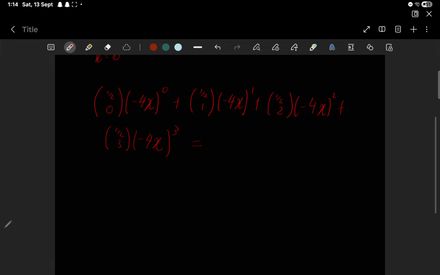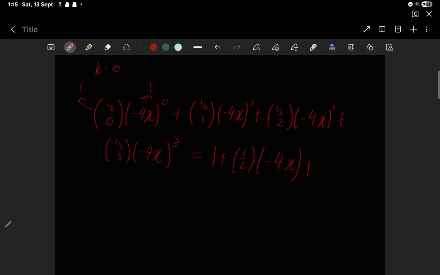So, really quickly, 1 over 2c0, any number c0 is just going to be 1. So this is going to equal 1. And any number raised to the power of 0 is just going to be 1. So this is just going to be 1 times 1, which is 1, plus 1 over 2c1. Any number c1 is just going to be the number itself. So it's going to be 1 over 2 multiplied by negative 4x. Again, any number raised to the power of 1 is just the number itself.